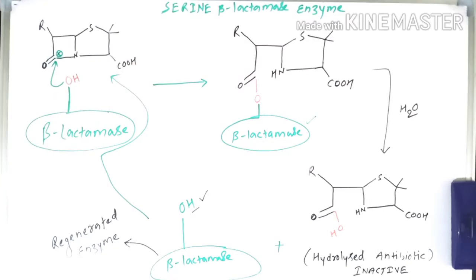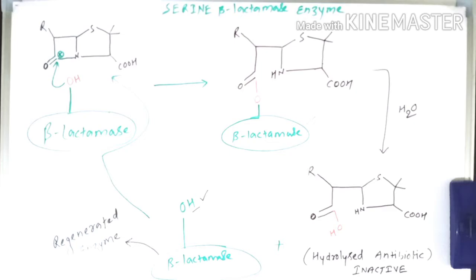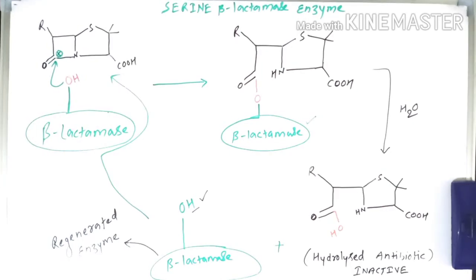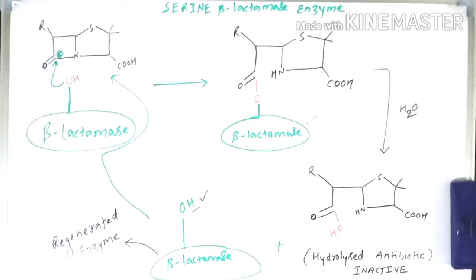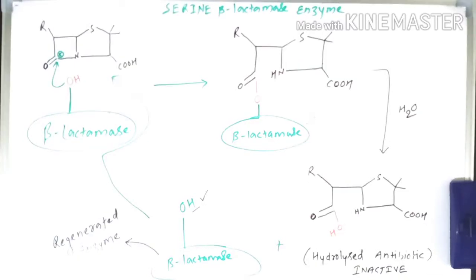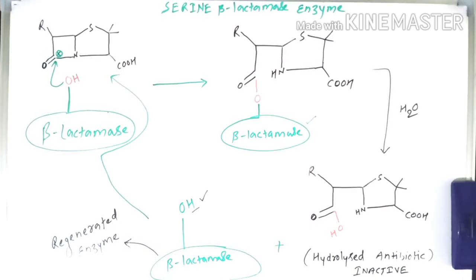Basically there are two types of beta-lactamase enzyme. First one is serine beta-lactamase enzyme, which has a serine amino acid in its structure. Second one is metallo beta-lactamase enzyme, which has metal ions that play a role in attacking the beta-lactam ring. So first we will discuss how serine beta-lactamase enzyme attacks the beta-lactam ring and inactivates the penicillin molecule.